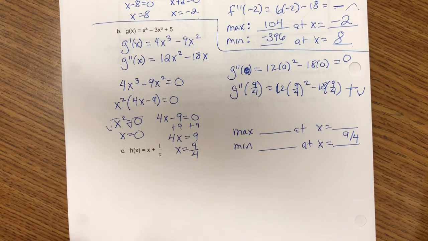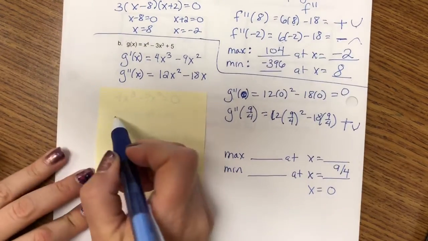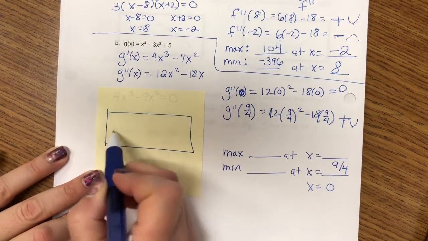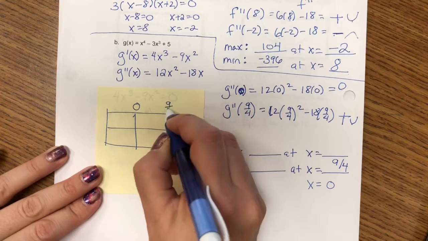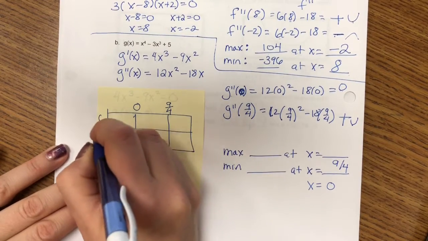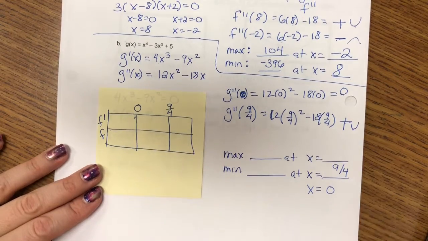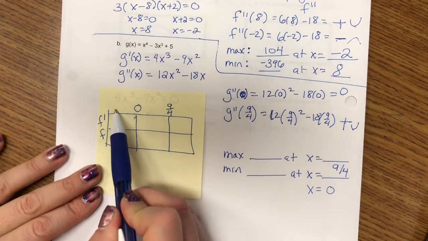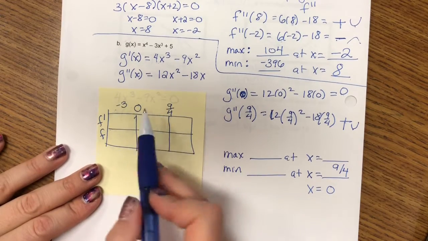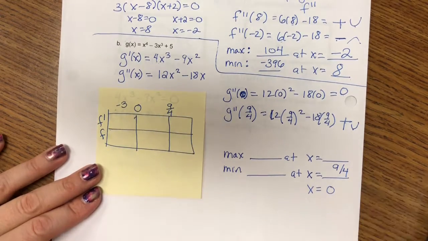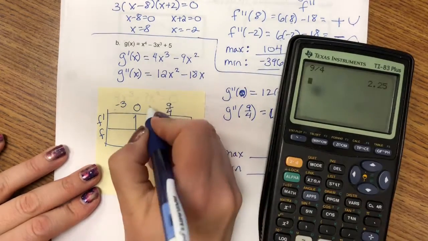So instead, I have to go back to what we used to do and make a little chart. So we have to make a table just like we did to test for the first derivative with our critical values, so 0 and 9/4. And we're going to do the sign of the derivative and the original. So we have to take a number less than 0 to test in the first derivative, so let's do -3, and then a number between 0 and 9/4. So 9/4 is 2.25, so let's pick 1.